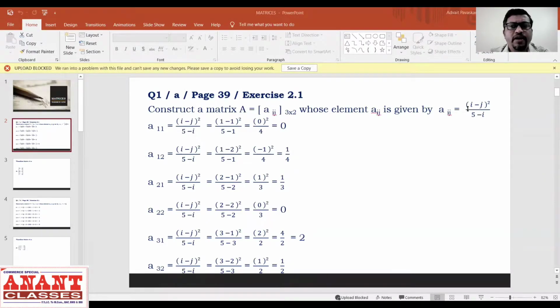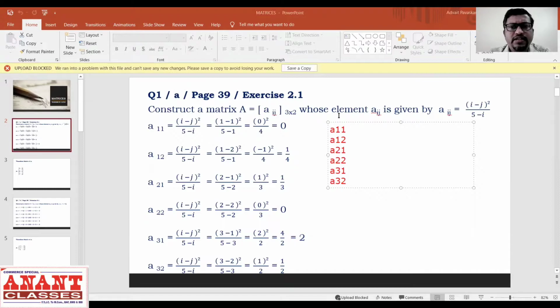a_ij का वैल्यू क्या होगा? (i minus j) whole square divided by 5 minus i. तो हमारे पास a_ij के वैल्यूज क्या क्या होंगे? तो कौन से वैल्यू होंगे? एक तो होगा a फर्स्ट रो फर्स्ट कॉलम, दूसरा होगा a फर्स्ट रो सेकंड कॉलम, नेक्स्ट होगा a सेकंड रो फर्स्ट कॉलम, नेक्स्ट होगा a सेकंड रो सेकंड कॉलम, थर्ड a थर्ड रो फर्स्ट कॉलम, and last a third row second column. So there will be 6 values.